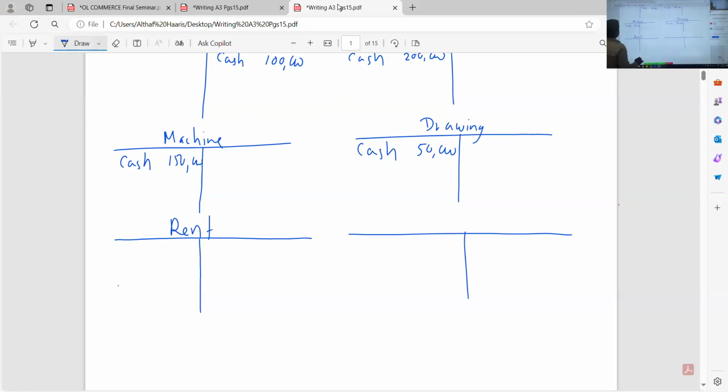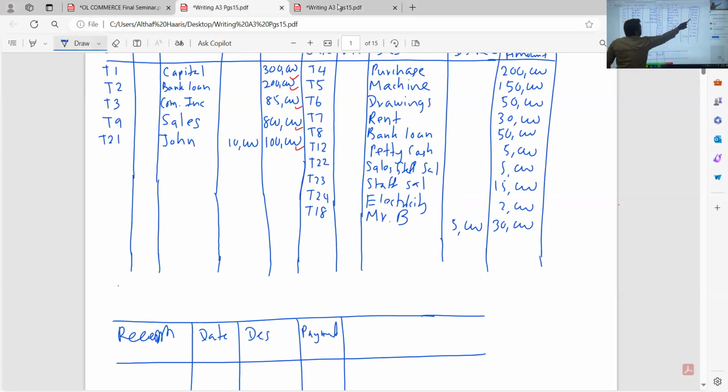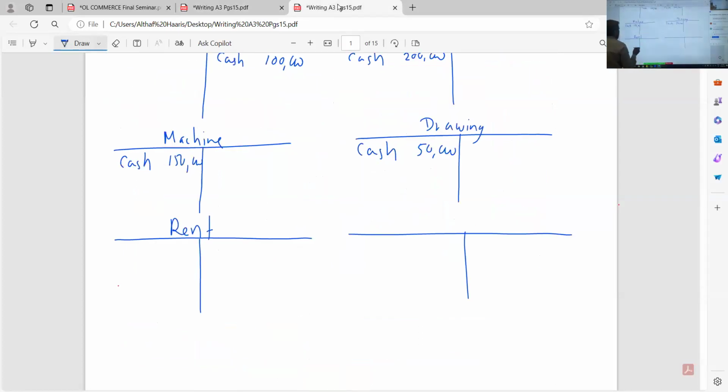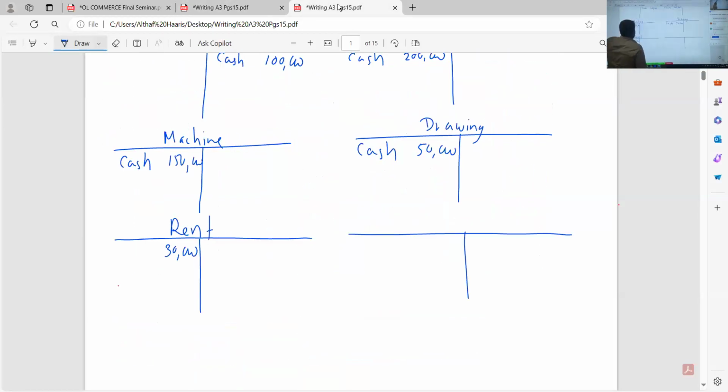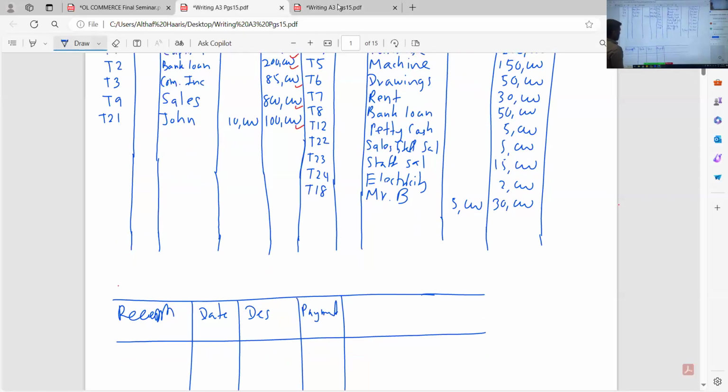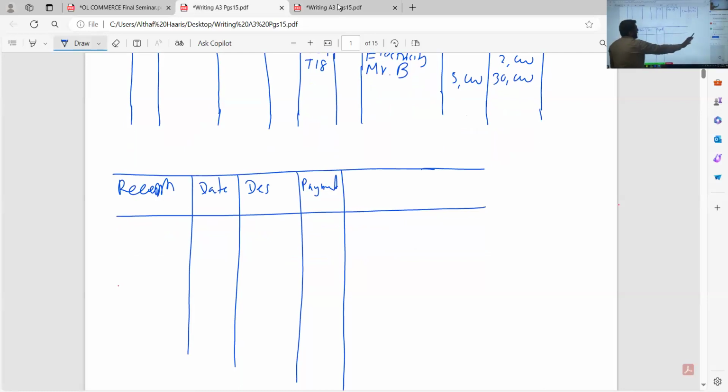Rent. So here it is credit. For the rent account debit, 30,000. So here I'll write cash. Who is that? Zaharullah. Thank you. Zaharullah. Good. So I'll keep this one for the analysis column, based on the information that you have.